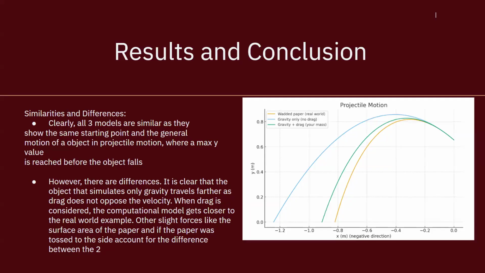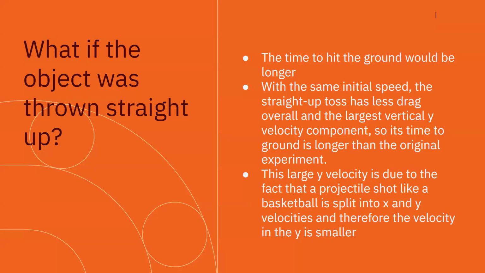Results. Clearly, all three models shown to the right, the real-world example, the gravity-only model, and the gravity plus drag computational model, are similar, and they show the same turning point, and they show projectile motion. However, it's clear that the object that simulates only gravity travels farther, as drag does not oppose it. When drag is considered, the computational model gets closer to the real-world example, but there are still differences, which can be due to other confounding variables like the surface area of the paper, if the paper was tossed in the z-axis, etc.